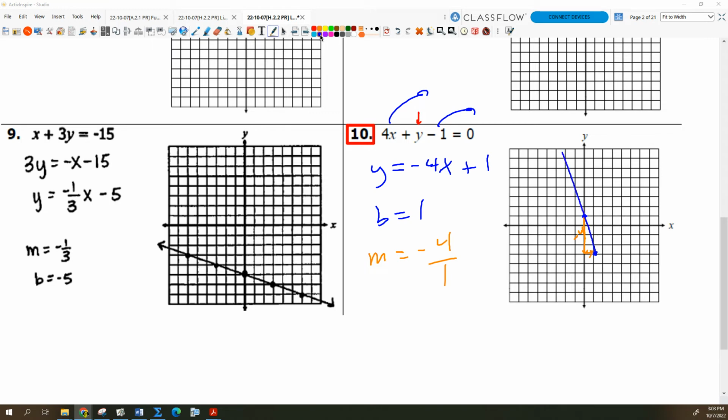And then once I've got my second point, all I have to do is connect and extend. Okay? Now let me ask you something. How many points, how many lines could go through a single point? How many lines could I draw that go through a single point? How many, in fact? How many?